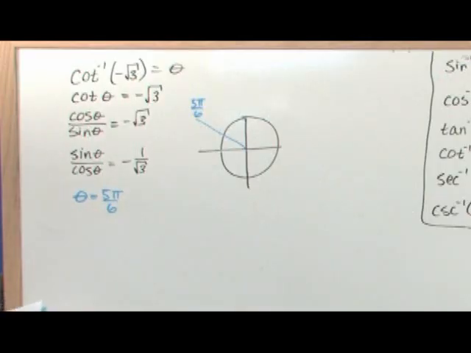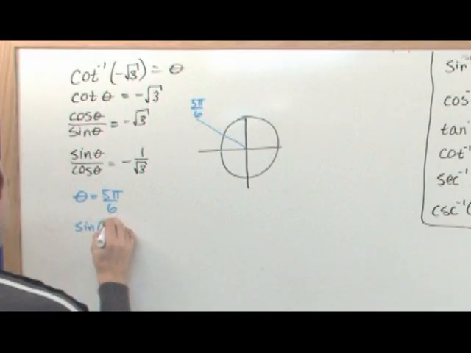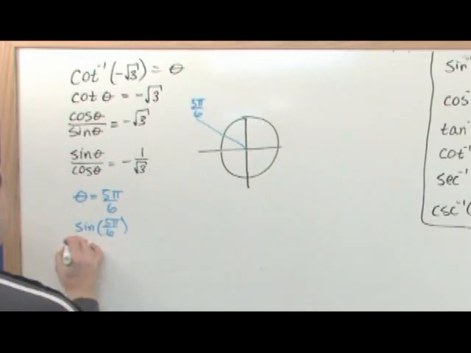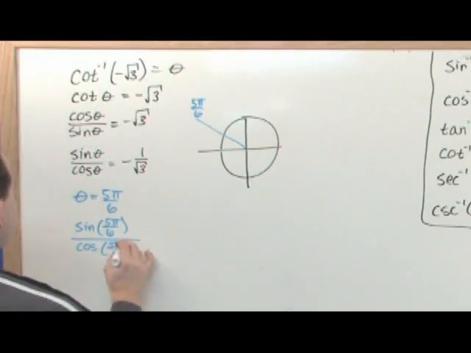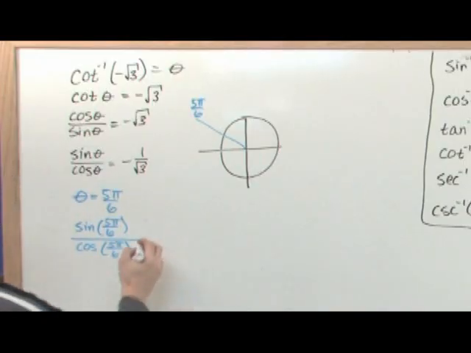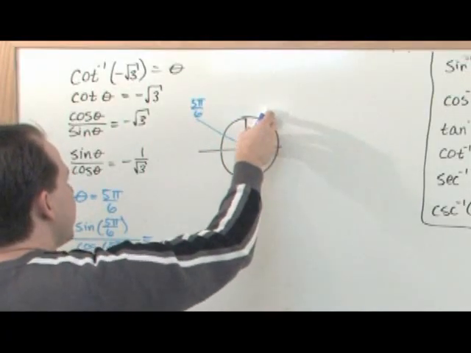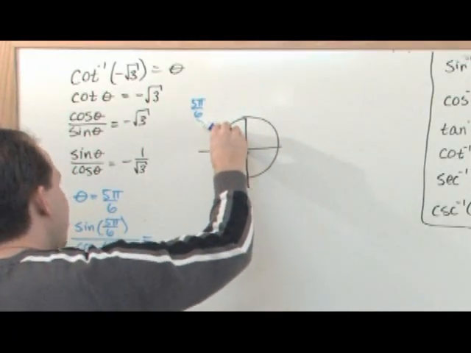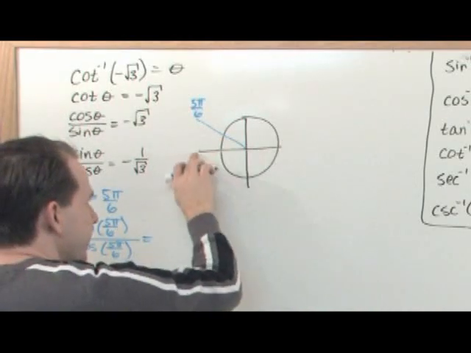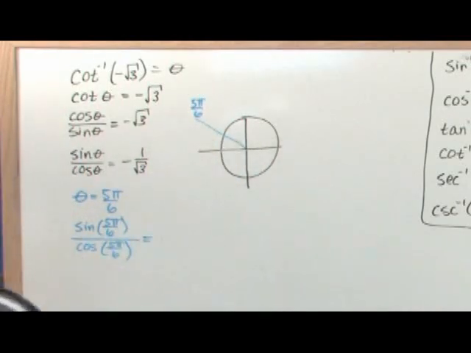So what happens if we do that? We take the sine of 5 pi over 6 over the cosine of 5 pi over 6. Okay, and what will that give me? The sine of 5 pi over 6, which is over here: pi over 6, 2 pi over 6, 3 pi over 6, 4 pi over 6, 5 pi over 6, and 6 pi over 6 would be pi, so we know we're on track. So this is 5 pi over 6.